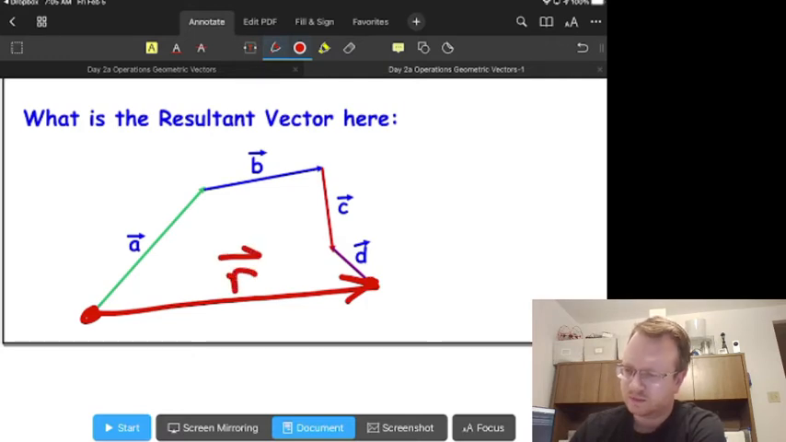So there we go. We've just added four vectors all together all at once, and we have a resultant, and we're already ready to go on. We haven't done any calculations yet. We just want to get the concept of what vector addition looks like, how do I sketch it, things like that.